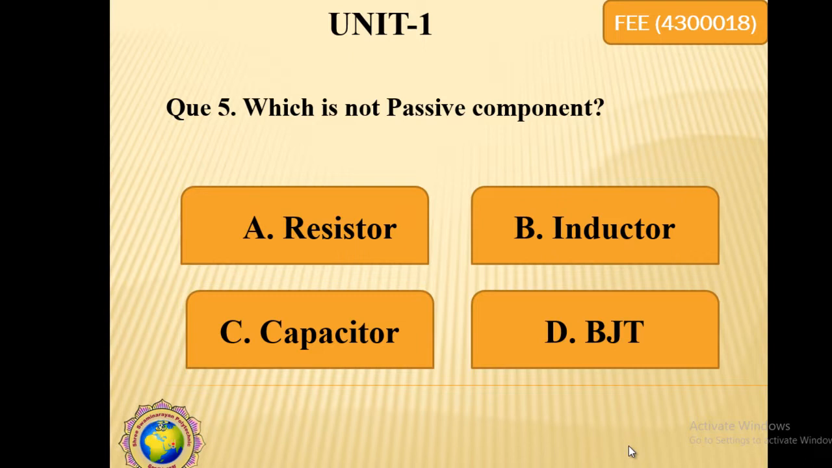You have to tell which of the components given below is not a passive component. A. resistor, B. inductor, C. capacitor, and D. BJT. Which is not the passive component? Resistor, inductor, capacitor, and BJT. Kindly note down the answer in the notebook.